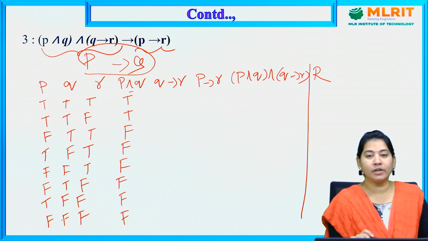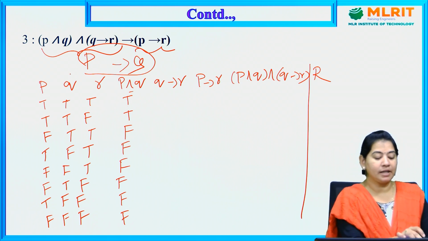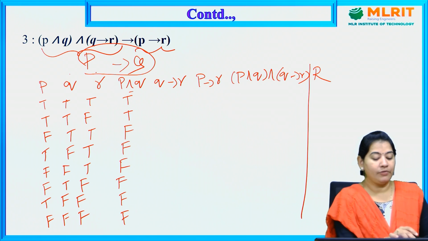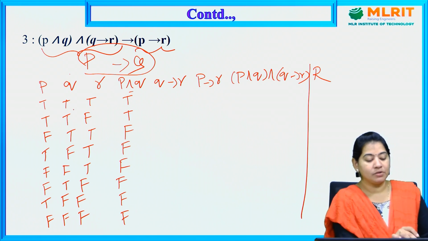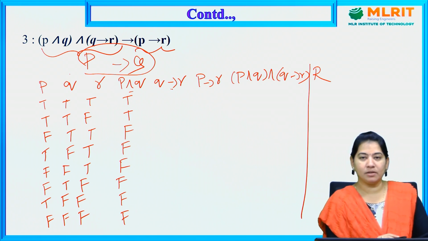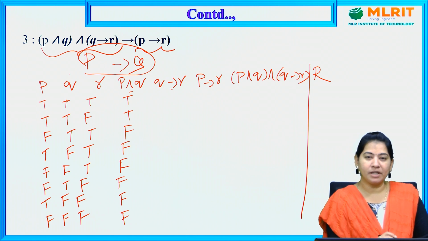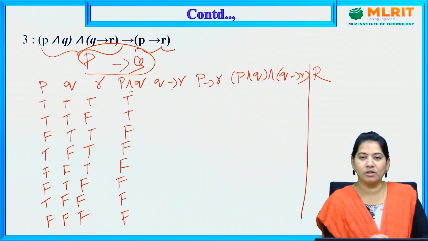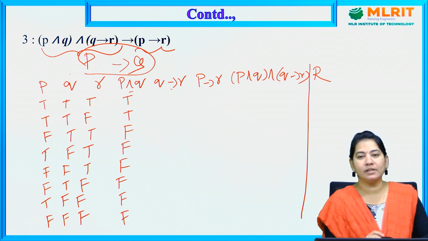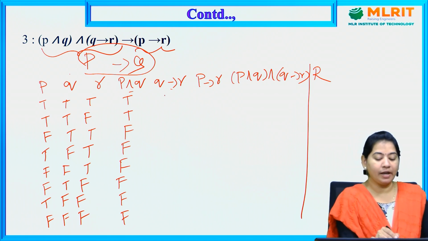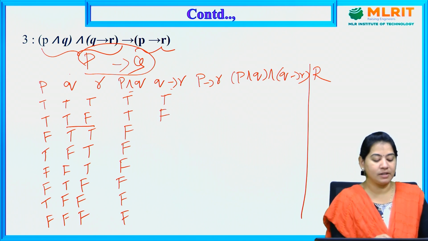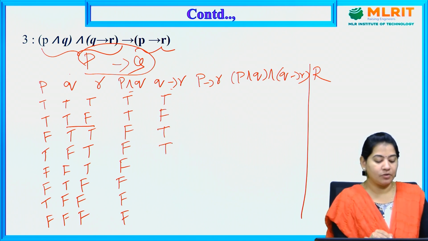Now go for the Q implies R. So second column and third column. What is the implication concept here? If the first statement is true and the second one is false, the resultant value you will get as a false statement. So true, true we have here true. Here we have true, false, then you will get false here. Here we have the true statement, and here we have the true. Here we have the true. Here we'll get false statement.